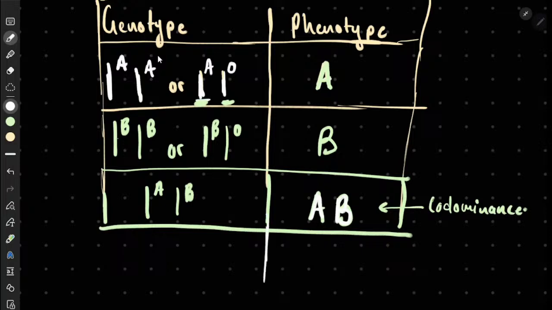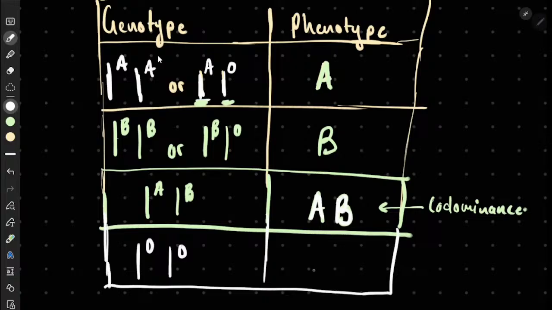Now, lastly, the last type of individual is an individual that has blood group O and another allele for blood group O. That person in their phenotype will be blood group O. So that person will have blood group O. Are we together?